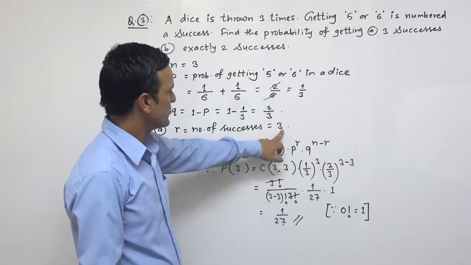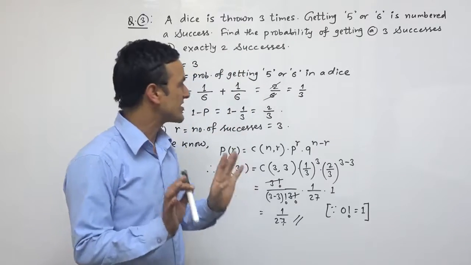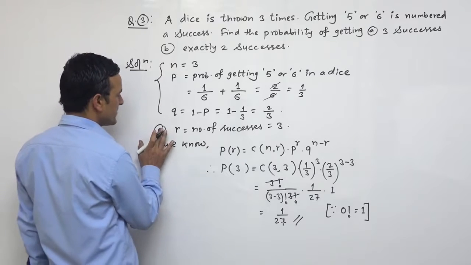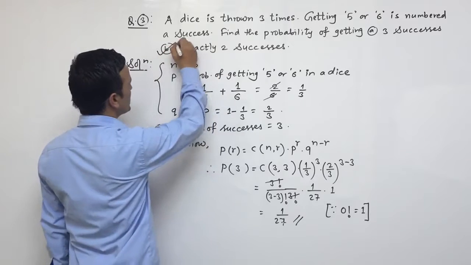So not 3, remove this 3 and write down 2 for this question. Exactly 2 successes. So for number B we can do like this. Now let's do another question, this question.